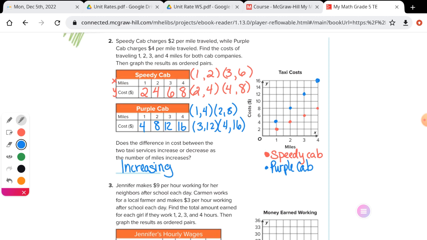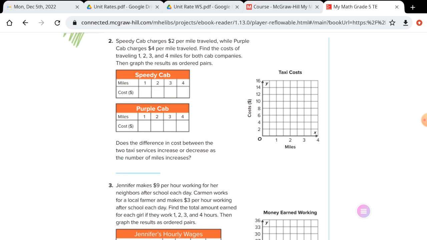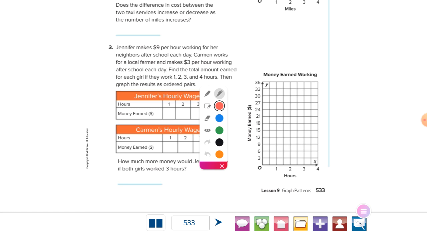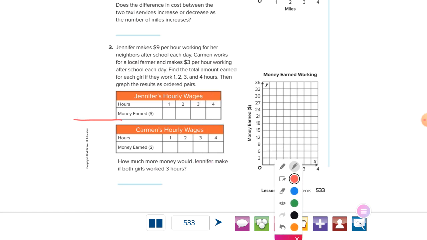Okay, I'm going to give you a couple minutes. I want you to try and do number 3, start to finish. Focus on one person at a time. Do all of Jennifer, and then go back and do all of Carmen. On this one, you don't have a ton of room to do your ordered pairs, so you can just do your ordered pairs out here to the side. Okay, get your 2 colors ready to go. I'm going to give you a couple minutes to work on that.